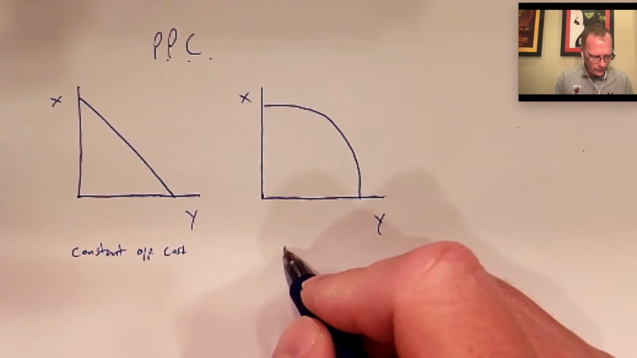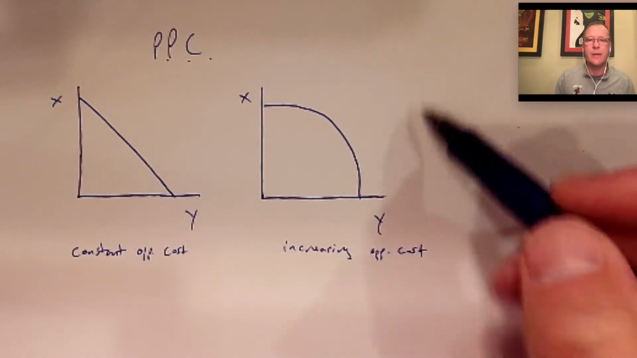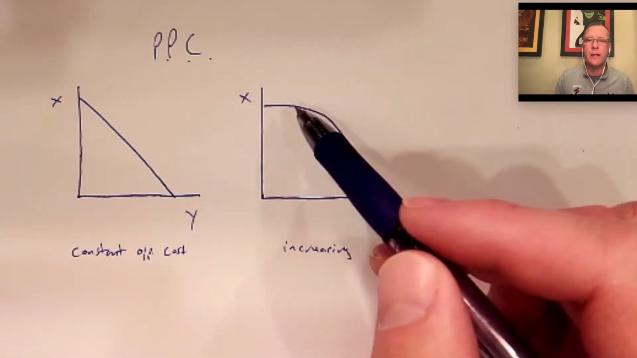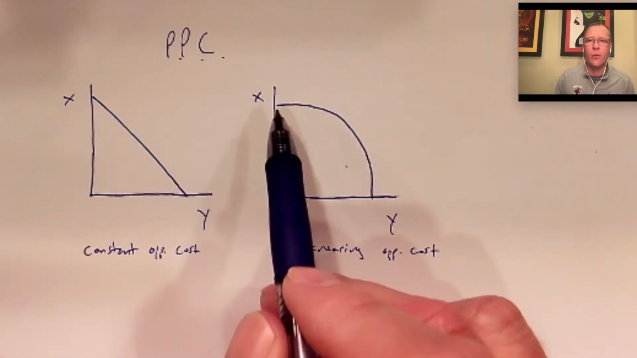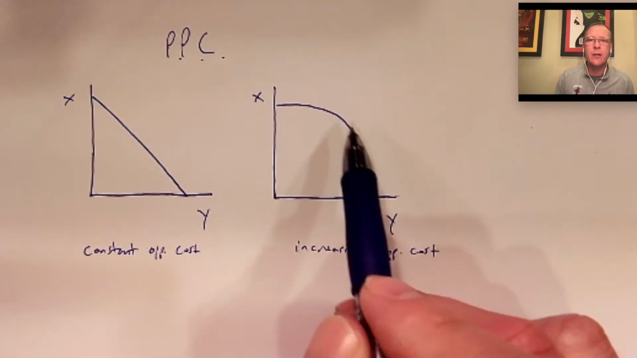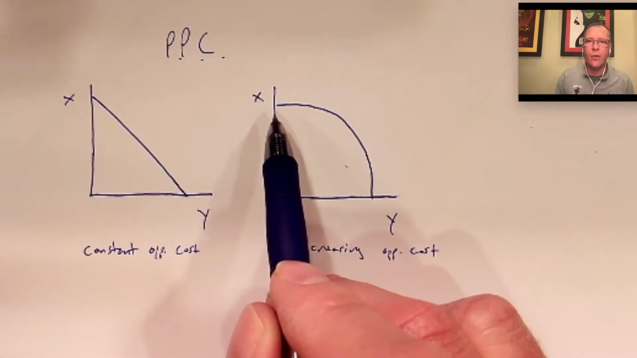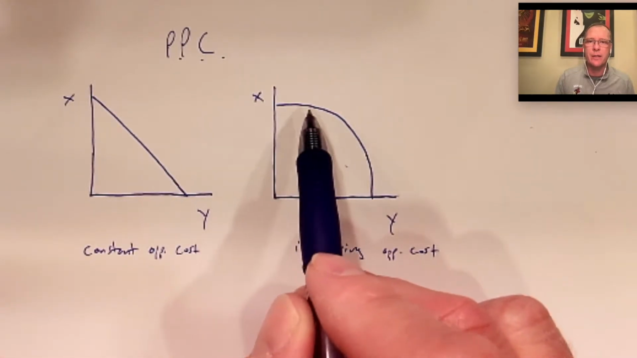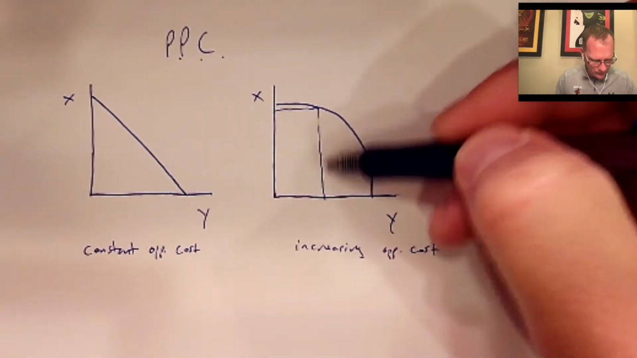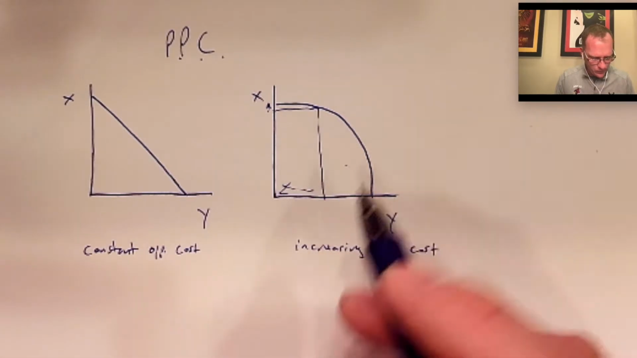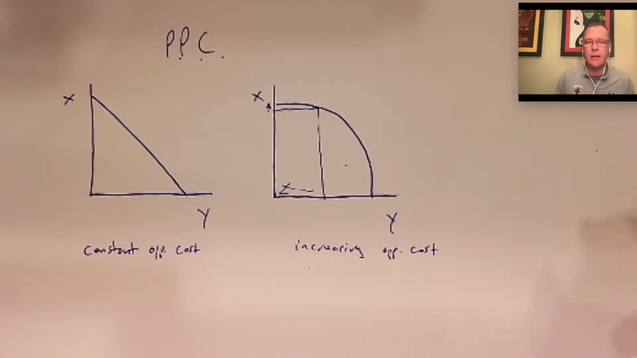For this one, we have an increasing opportunity cost because as I get closer to the edges, closer to X or closer to Y, it's harder for me to make the last units of those goods. In the middle, I could do either one. But as I get closer to making the last units of good X, I have to give up a significant amount of good Y to get that last unit of good X. That is why it's an increasing opportunity cost. The closer you get to the edges, the harder it is to make that particular thing.